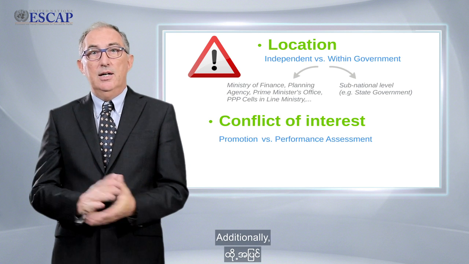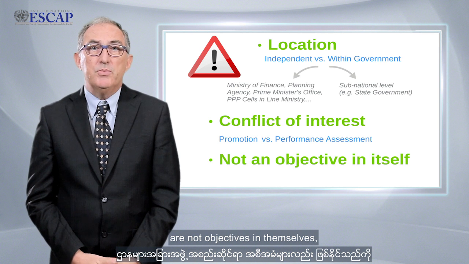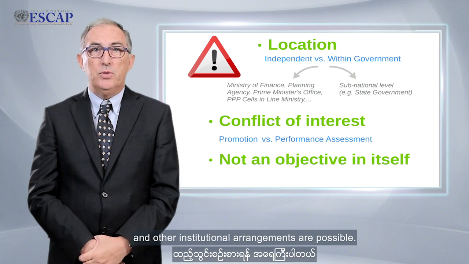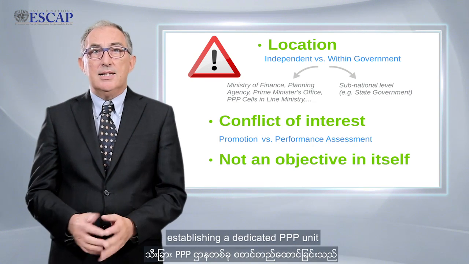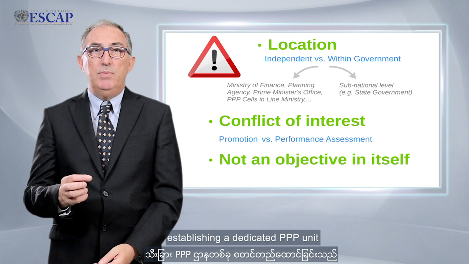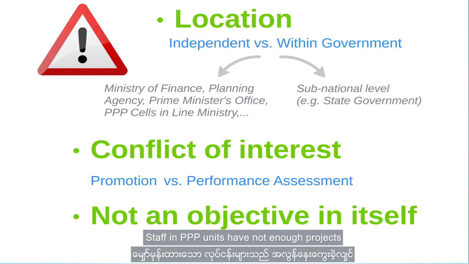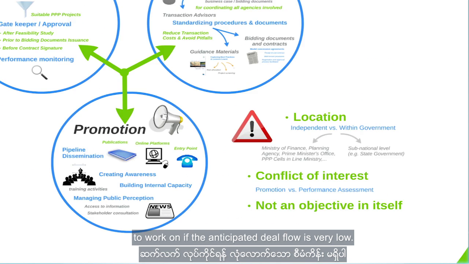Additionally, it's important to consider that PPP units are not objectives in themselves, and other institutional arrangements are possible. In some cases, establishing a dedicated PPP unit might not be financially sustainable. Staff in PPP units may not have enough projects to work on if the anticipated deal flow is very low.